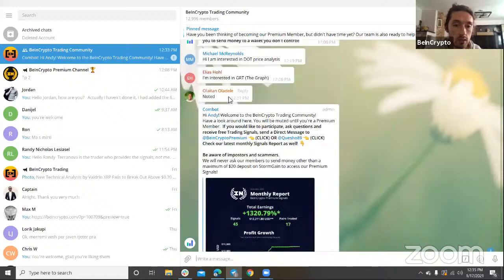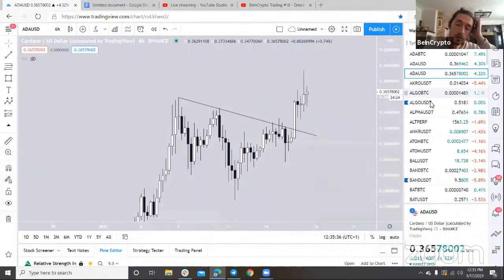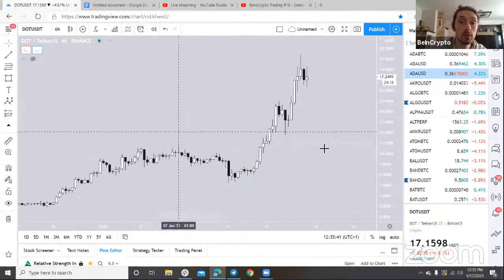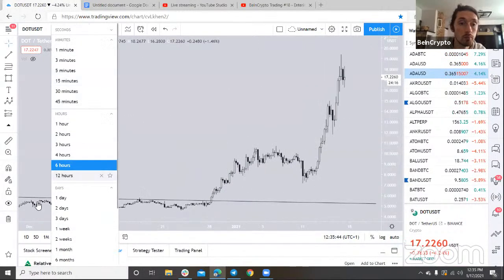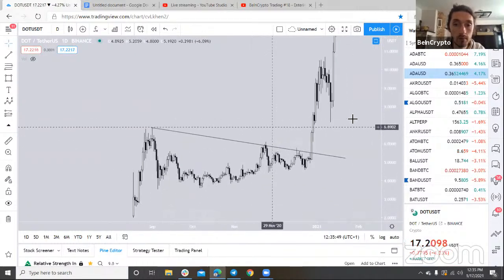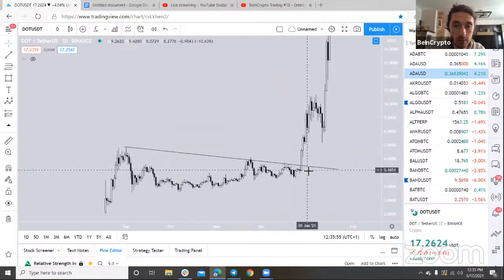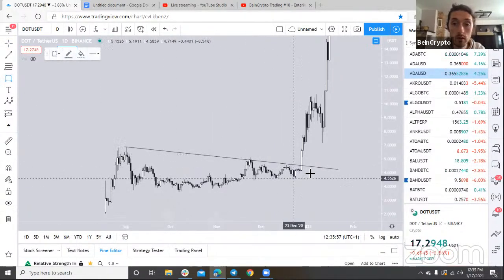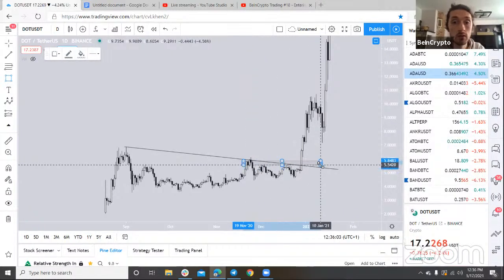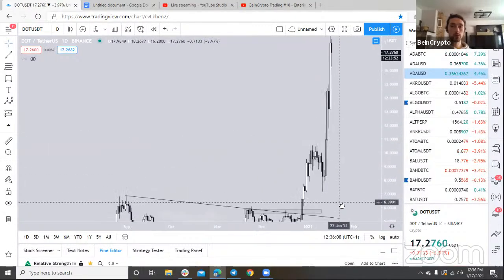Now we have DOT and GRT, and those are going to be the last ones. So yeah, DOT has been going really crazy. People have asked me about this in the group, but here's the thing. We do not have a lot of data. There was a breakout from a diagonal line, no retest at all, not even horizontal. So now it's parabolic. I don't see any way to enter DOT.